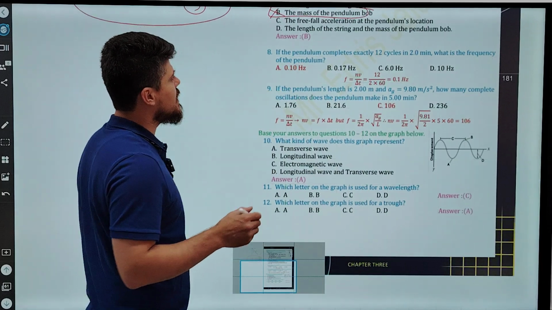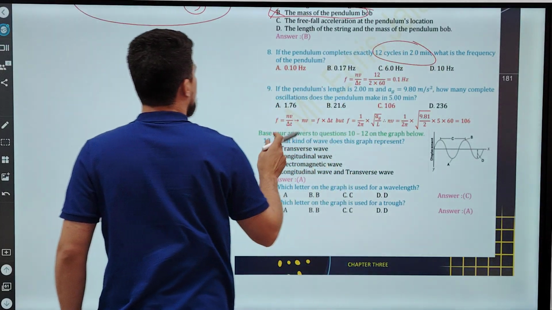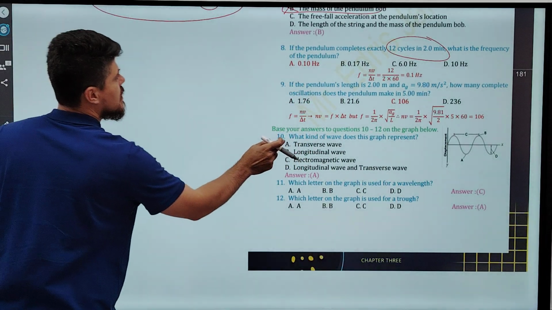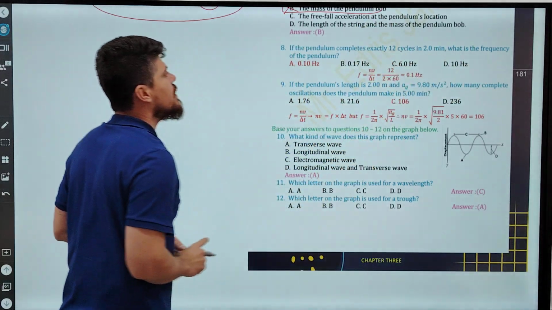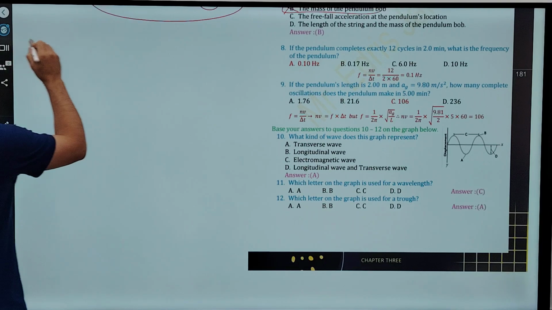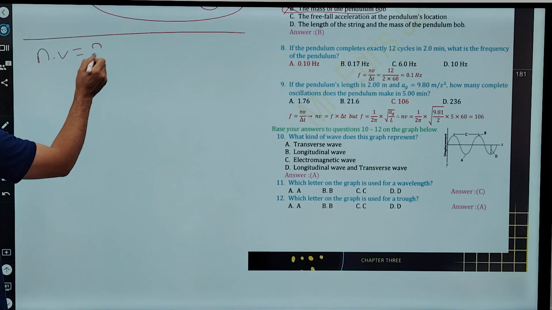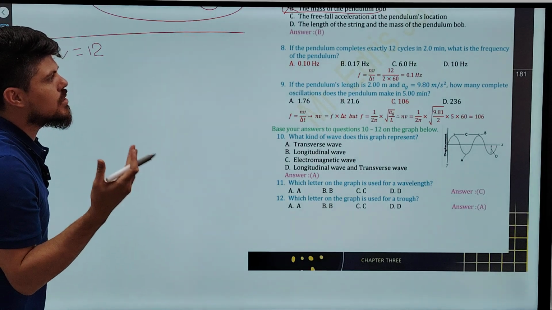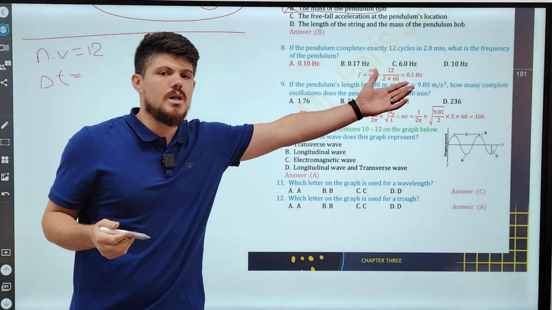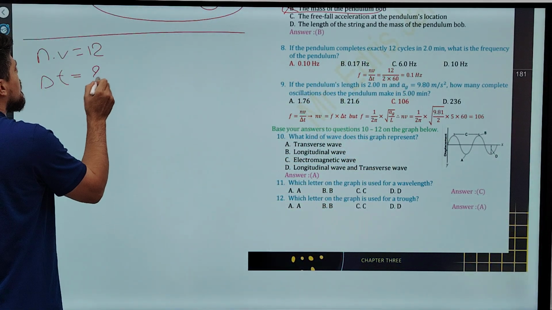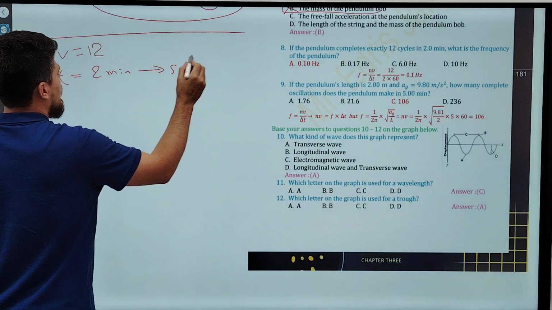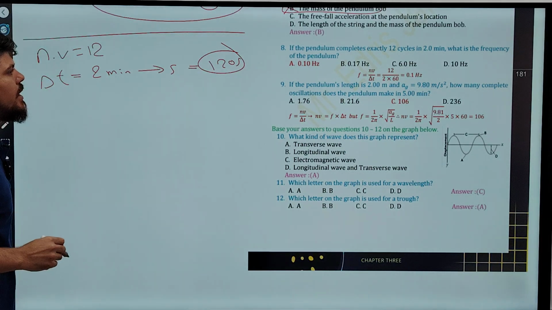Question 8. A pendulum completes exactly 12 cycles in 2 minutes. This is a very good question, guys. Be careful. Please pay close attention. Number of vibrations: how many vibrations do we have? 12. In how many minutes? 2 minutes. This is a time interval, because we have more than one cycle. You have to convert this 2 minutes to seconds, which is equal to 120 seconds. Okay? Use this 120.